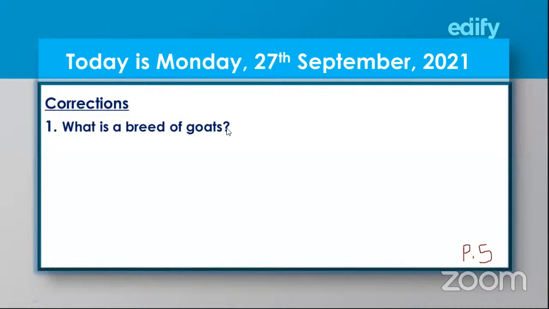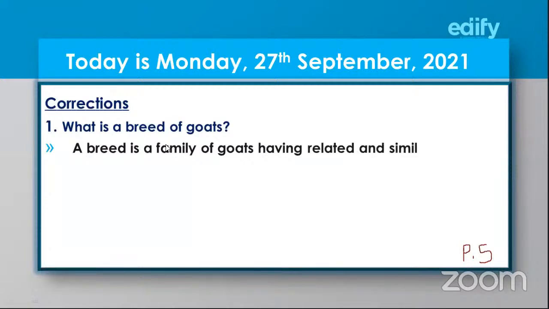Very good. When we are answering questions in science, we should also see how questions are set. If questions are set in singular form, you should also answer in singular form. If questions are set in plural form, you should also answer in plural form. For example, what is a breed of goat? You can say a breed is a family of goats having related and similar characteristics.